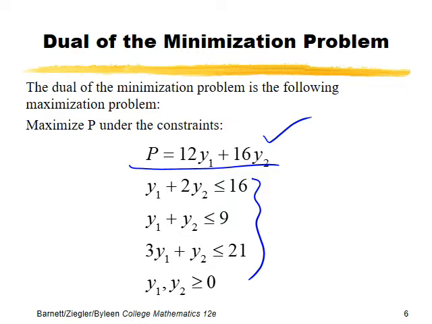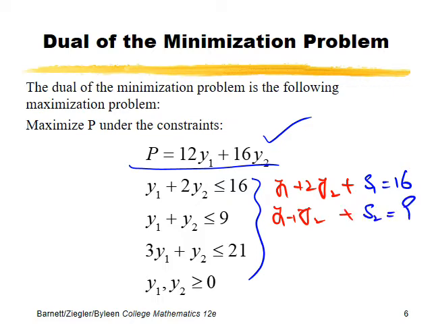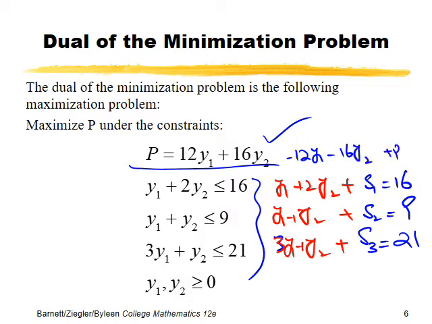Now the rest of the things are exactly the same as we used to do in the simplex method. We will add the slacks: y1 2y2 plus s1 equals 16. Similarly y1 y2 plus s2 equals 9. Then 3 y1 y2 plus s3 equals 21. So this is our profit function. We will write the profit function, as I told you, as minus 12 y1 minus 16 y2 plus p equals 0. We will write them back into equation form now.